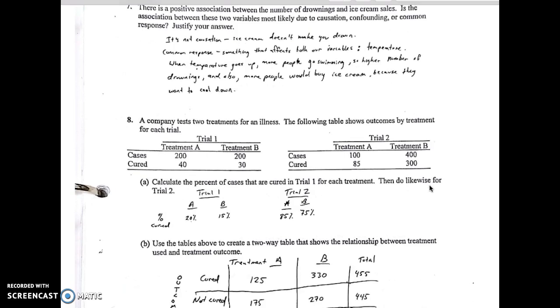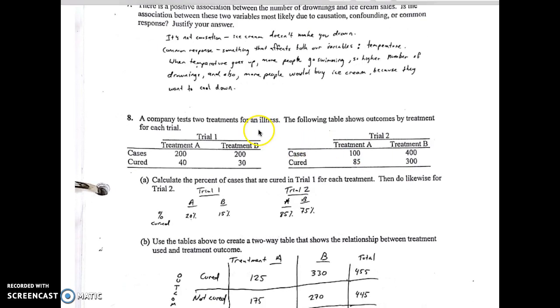Looking at number 8, it says a company tests 2 treatments for an illness. The following table shows the outcomes by treatment for each trial. So part A says to calculate the percent of cases that are cured in trial 1 for each treatment, then do likewise for trial 2.